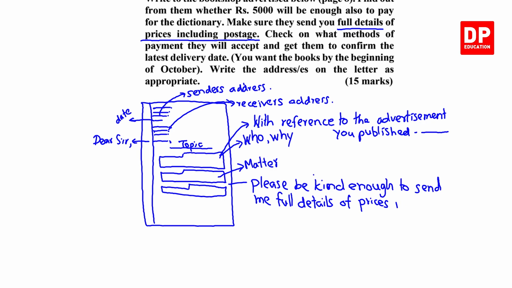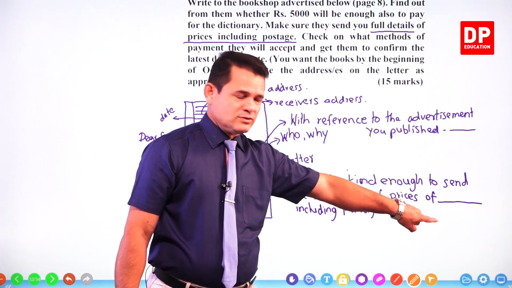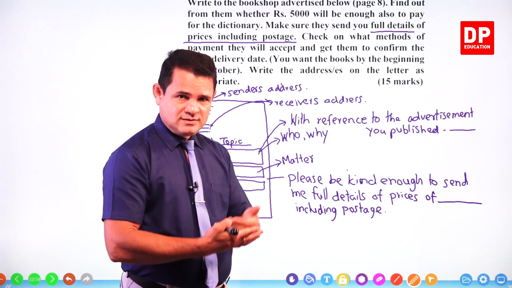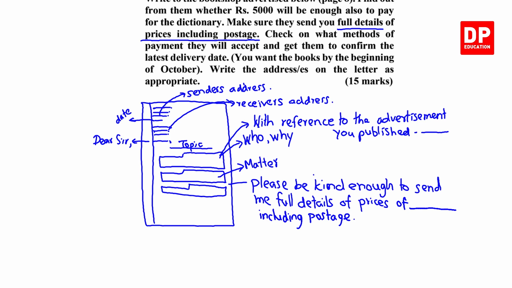You can say prices of the above books, or of the below books if the books are listed below. Including postage. Including the postage, in the above book list or the book list below, or the book list attached, meaning you can attach the list of books you need and send it. Then you also check on what methods of payment they will accept.